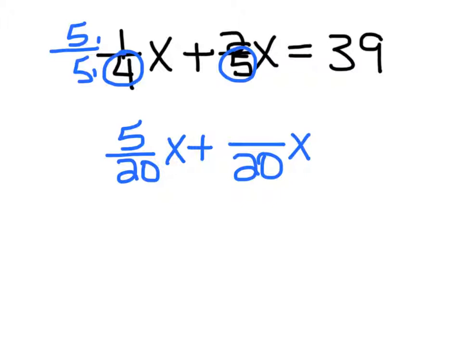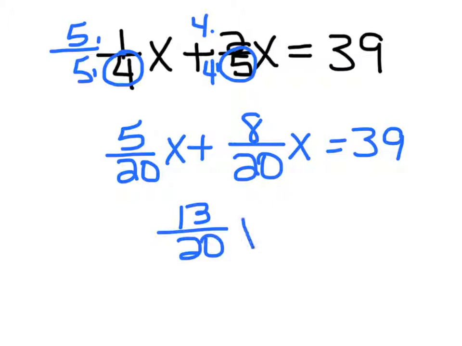Now we're going to take 2/5 and we need to turn it into 20ths also. Well, we're going to say 5 times what gives us 20? 5 times 4 gives us 20. So we multiply the denominator by 4, so we multiply the numerator by 4. 4 times 2 is 8. Okay, now we have 5/20 x plus 8/20 x. Okay, 5 plus 8 is 13/20 x equals 39.